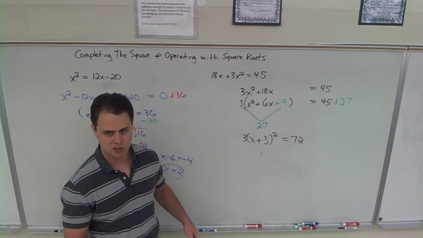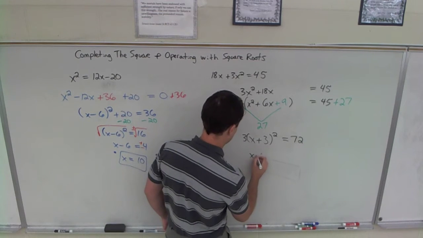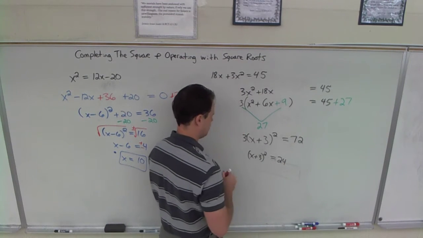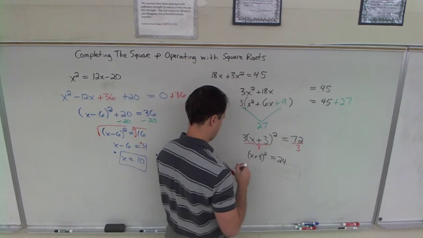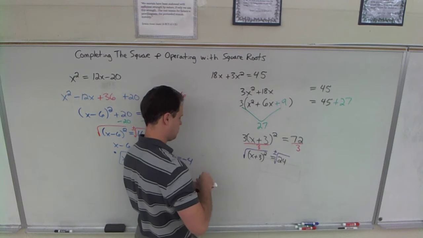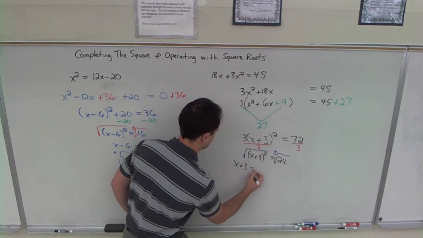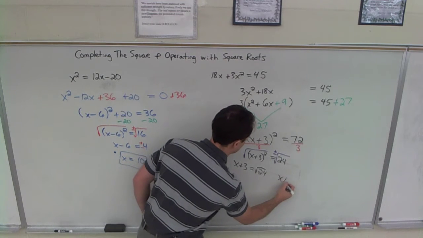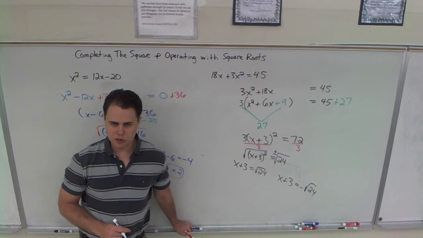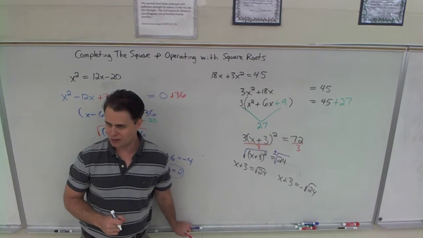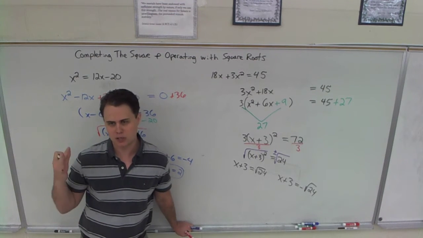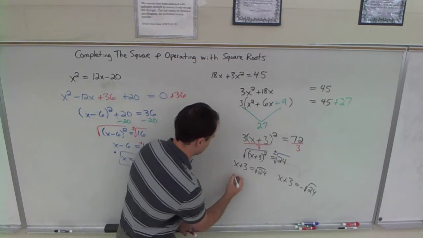And now it's an easy question. Solve for x. First step is divide by 3. I'm going to show my work just to make sure this is clear. Divide by that 3. Square root, plus or minus. So we're going to get x plus 3 equals the square root of 24, and x plus 3 equals the negative square root of 24. Does 24 do the simplify thing? Can we reduce that radical? Does it have 4 in it? Does it have 9 in it? Does it have 16 in it? Does it have 25 in it? It has 4 in it.